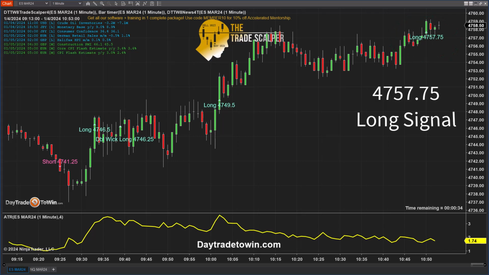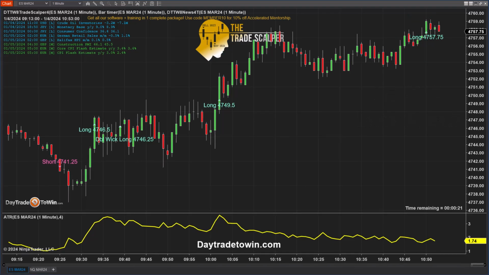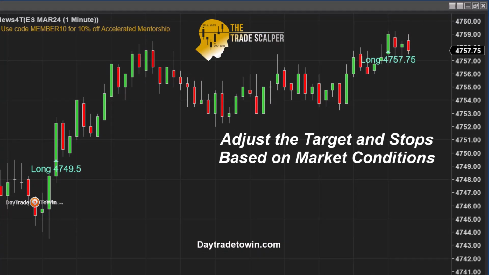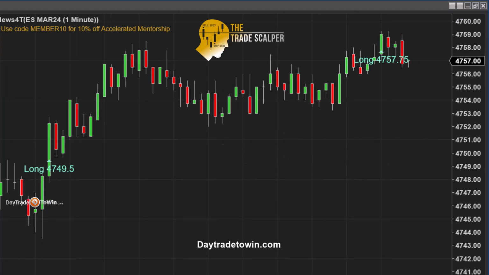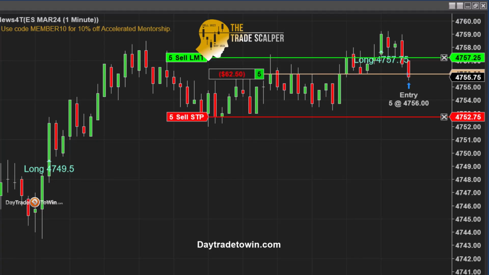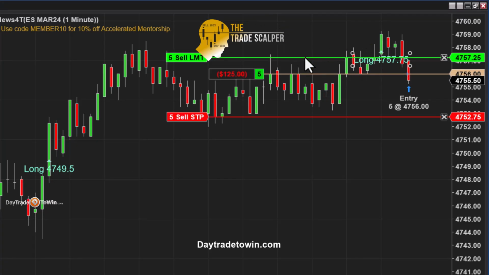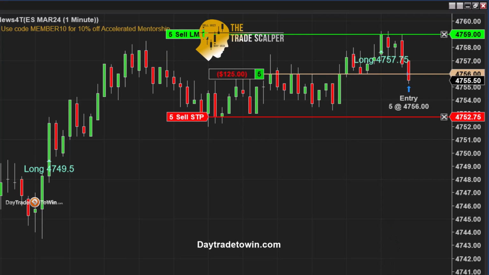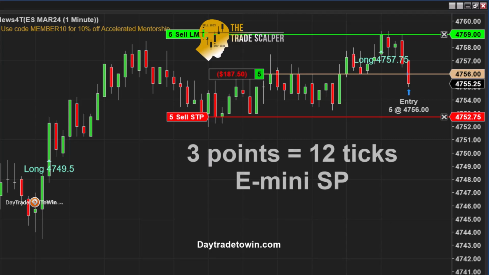Now, if you want to trail a stop, if you want to have a larger profit target, or even if you just want a small profit target on each of these signals the Trade Scalper produces, you can do that because you're always in control. I like to use the ATM strategy, but you don't have to. The ATM strategy places the targets and the stops for me just like that. And now you can adjust it. So if you want to adjust for a larger profit target, in this case I'm going for 3 points. And if you want to adjust your stop for a smaller stop loss, you can do that as well.